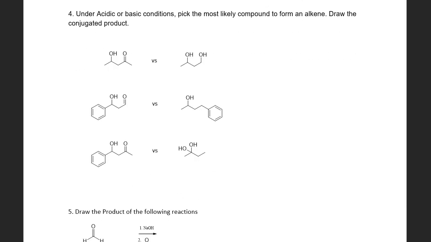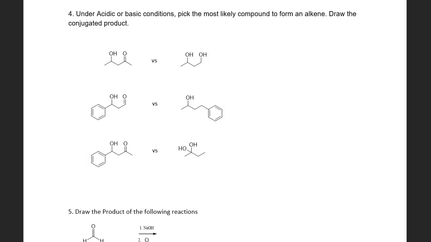For the next question, pick the compound most likely to form an alkene. So if that alkene can be conjugated with a carbonyl carbon, it's more likely, and if it can be conjugated additionally with an aromatic ring, it is also very likely. So specifically for things that have the carbonyl carbon, it looks like everything on this side does. So these are going to be the ones that are most likely to form the alkene.